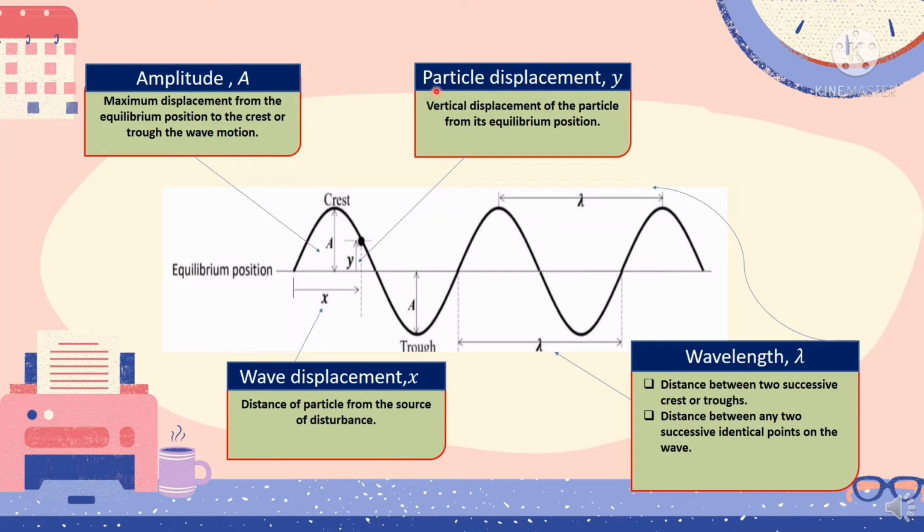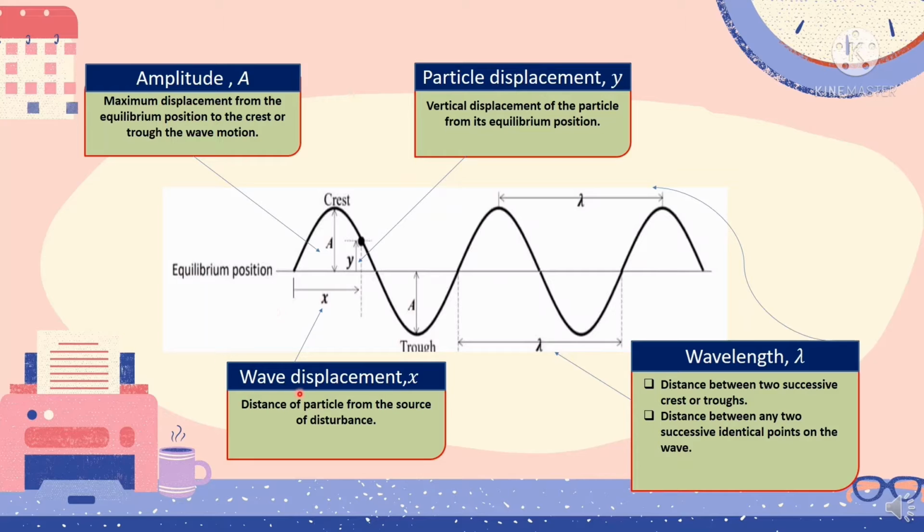Next, particle displacement, with the symbol of small y, can be defined as vertical displacement of the particle from its equilibrium position. Any vertical displacement from the equilibrium position is called particle displacement with the symbol of small y. It can be here, it can be here, and it can be here.